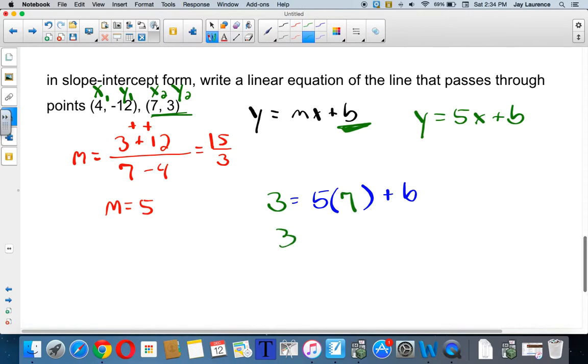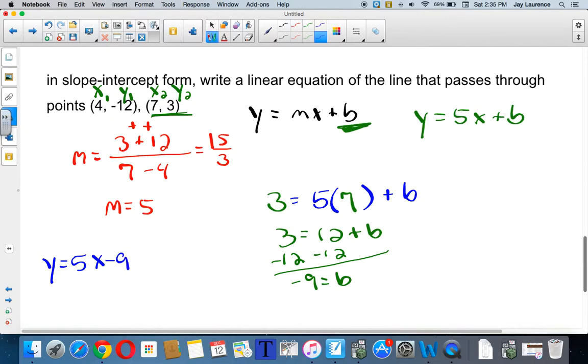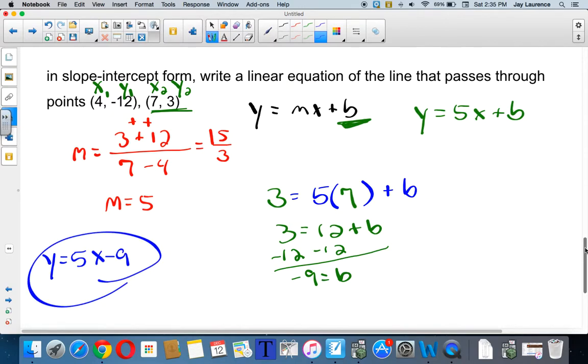I'm going to simplify this as best I can. Subtract 12 to solve for b. And I'll get -9 equals b. And I thought I heard somebody saying that over and over again. You are absolutely correct. So my linear equation in slope-intercept form is y equals 5x minus 9. There you go. Now, just another one for practice.